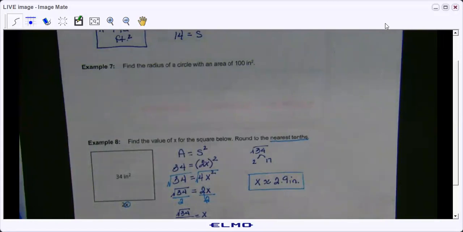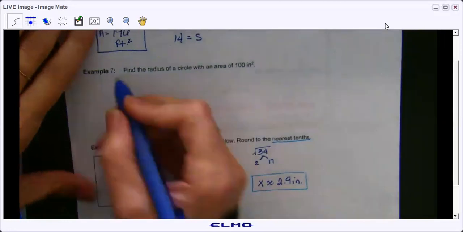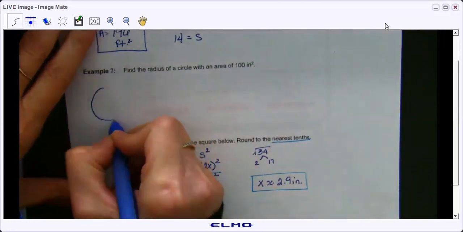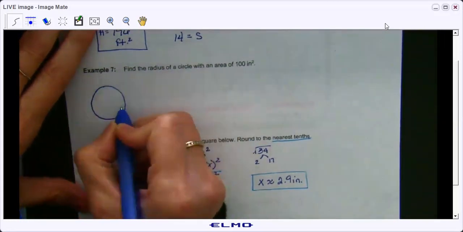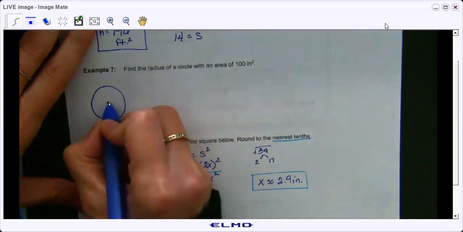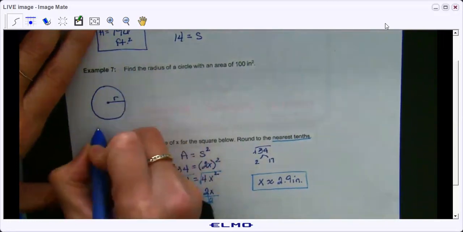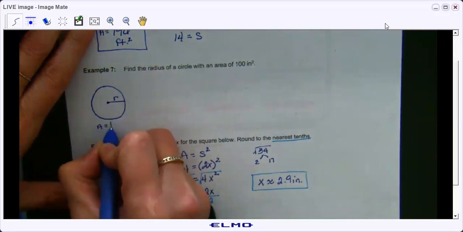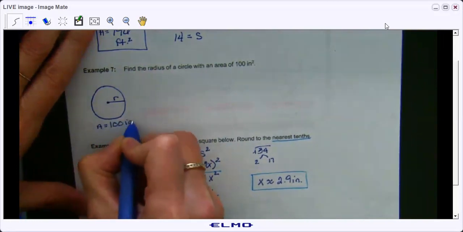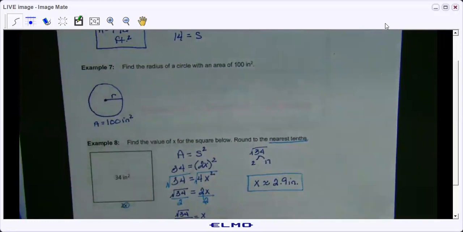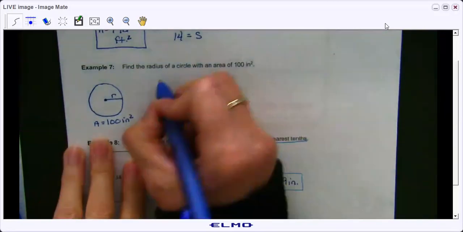Okay, find the radius of a circle with an area of 100 inches squared. So we have a circle, and we want to know the radius. And the area is 100 inches squared. Okay, this is what we know. It does not give us the formula though. Does anyone remember the formula for the area of a circle?